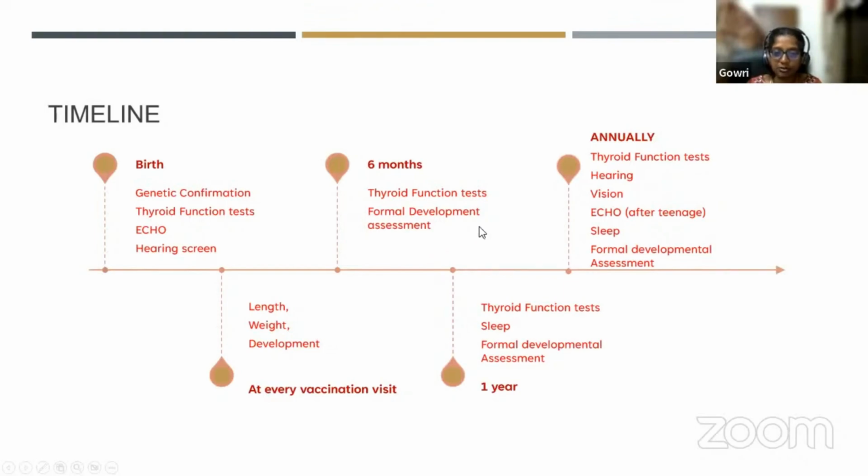At 6 months, again, thyroid function and formal development assessment. Again, development assessment, I'm sure all of you are aware that they have their own set of development patterns. It is not the generic ones that we use for routine. So that is something to look up if you're not aware. Again, at 1 year, and every year annually, thyroid test, hearing, vision, when there are issues you're looking at. And echo is not something you will be looking after, but sleep and developmental assessment, the overall developmental assessment, is to look at which areas they need support.